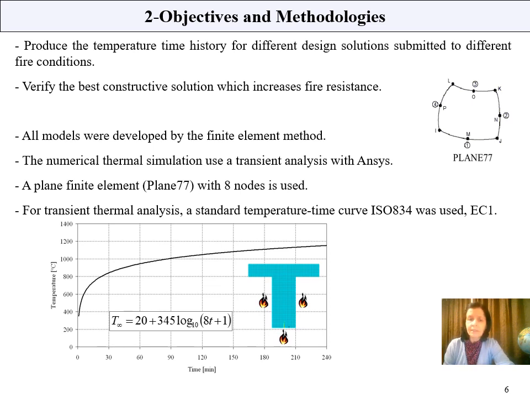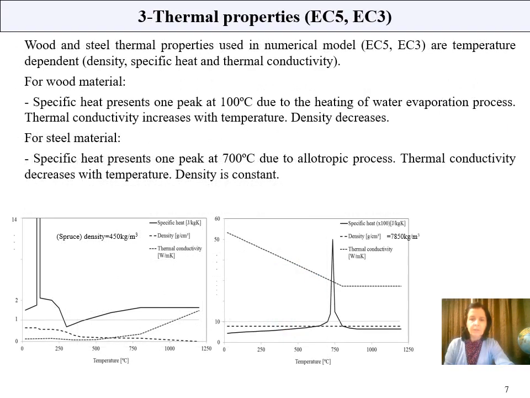For the transient thermal analysis, the standard temperature-time curve was used according to the regulation, Eurocode number 1, as you can see in this graphic, representing the temperature evolution according to the fire exposure time. Now the topic for thermal properties. Wood and steel thermal properties used in the numerical model are temperature dependent according to the regulation, Eurocode number 5 for timber material and Eurocode number 3 for steel elements.